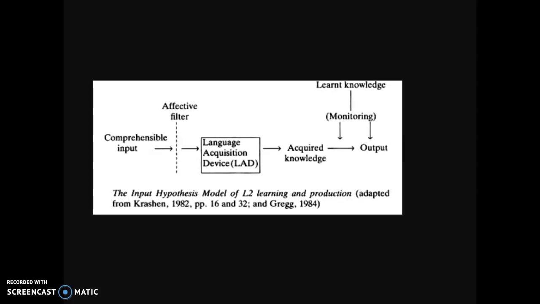This shows us the input hypothesis model. So basically we start with comprehensible input. So say you are trying to learn German and someone asks you, "Wie heißt du?" You have no idea what they said, but you kind of remember, oh, du means you. Okay, so you intake du as it meaning you, but you have to have the affective ability to do this.